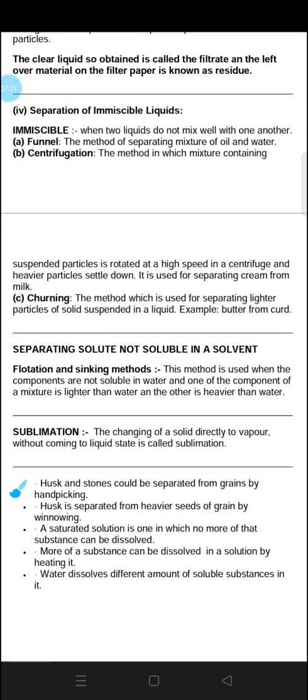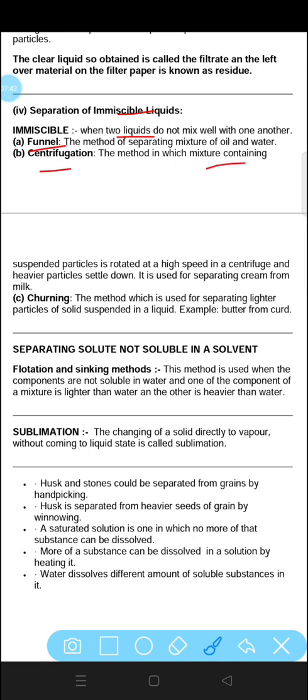Next is separation of immiscible liquids. Immiscible liquids can be separated when two liquids do not mix well with one another. One is the separating funnel, another one is centrifugation. The funnel is the method of separating a mixture of oil and water. Oil and water can be separated with the help of a funnel, and centrifugation is the process in which a mixture containing suspended particles, like milk or curd, is churned to separate cream from it.